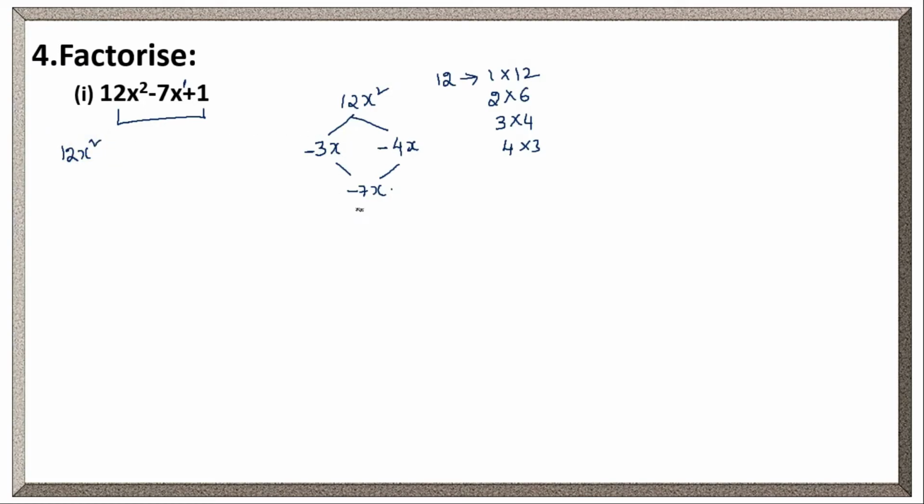Now, the first term as it is we have to write. In the place of minus 7x, we have to take minus 3x and minus 4x. Minus 3x minus 4x. The last term also we have to write as it is. Clear? Now we have 4 terms. Minus 7x we have written as minus 3x minus 4x.